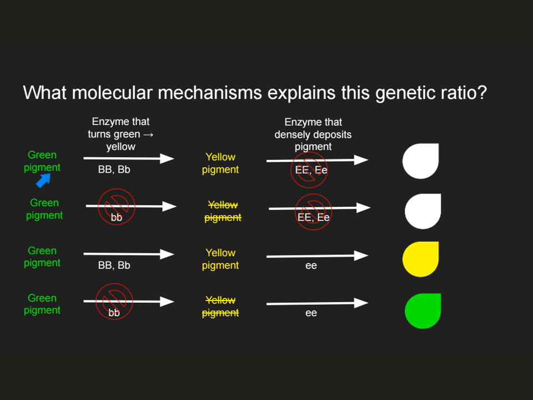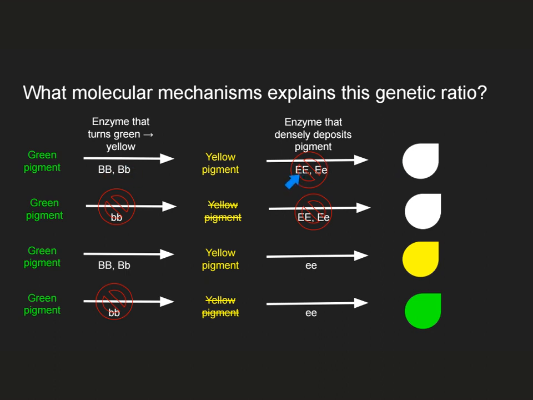So let's say that you have some green starter pigment, and there's an enzyme that turns the green pigment to yellow. So if you have at least one copy of the big B allele, that enzyme, then you can produce the yellow pigment. If you do not have at least one copy of the big B allele, you do not produce the yellow pigment. Now, for this top example, you have the green pigment that can be turned into the yellow pigment because there's at least one copy of the big B allele. But because the dominant big E allele prevents the depositing of that pigment, this squash, in the example, would still appear white. So the genotype here masks the genotype here.